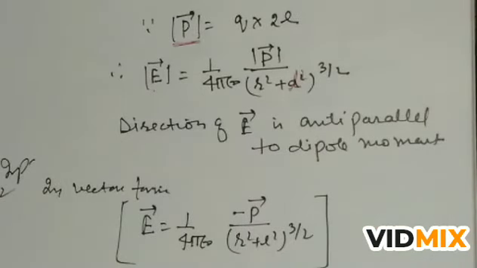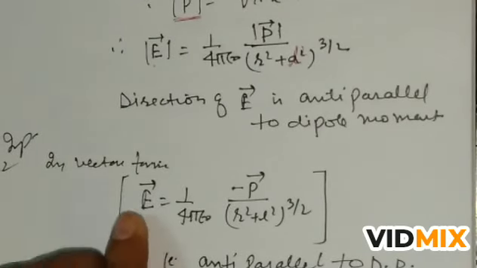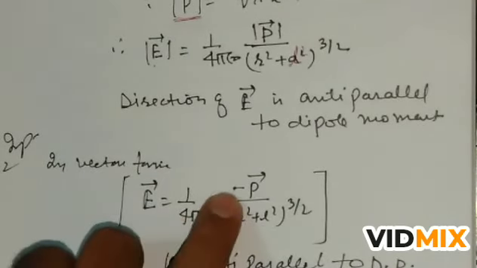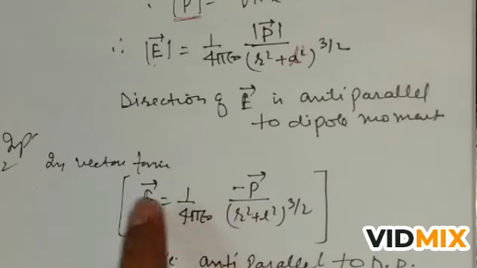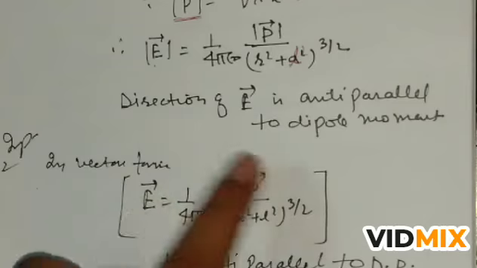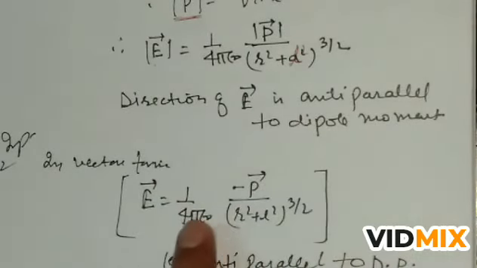And if the question is there, you have to write the intensity in the vector form. So you can write like this: E is equal to 1 upon 4 pi epsilon naught, minus P upon R square plus L square to the power 3 by 2. Why have I taken minus here? Because the electric field and dipole moment are opposite to each other, as we had discussed here. The electric field is anti-parallel to dipole moment, so I have used the minus sign here.